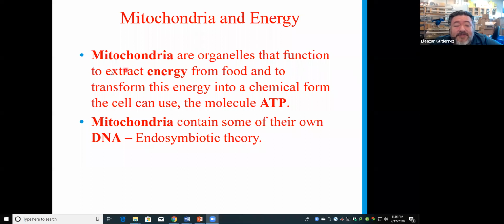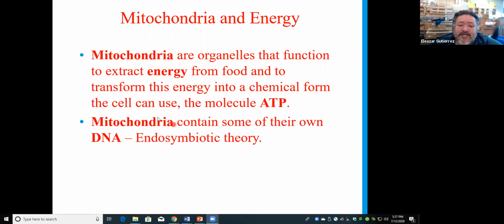Okay, mitochondria and energy. Mitochondria are organelles that function to extract energy from food and to transform this energy into a chemical form the cell can use, the molecule adenosine triphosphate. And this is key to this term because that's going to be the heart, the core of this term. The core of this term is going to be glycolysis, the Krebs cycle, and the electron transport chain. And a lot of this is taking place inside this beautiful organelle called the mitochondrion.